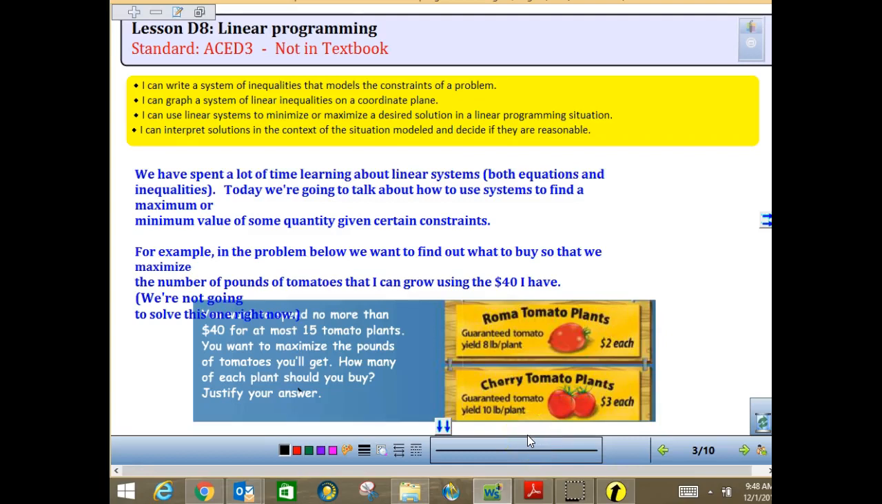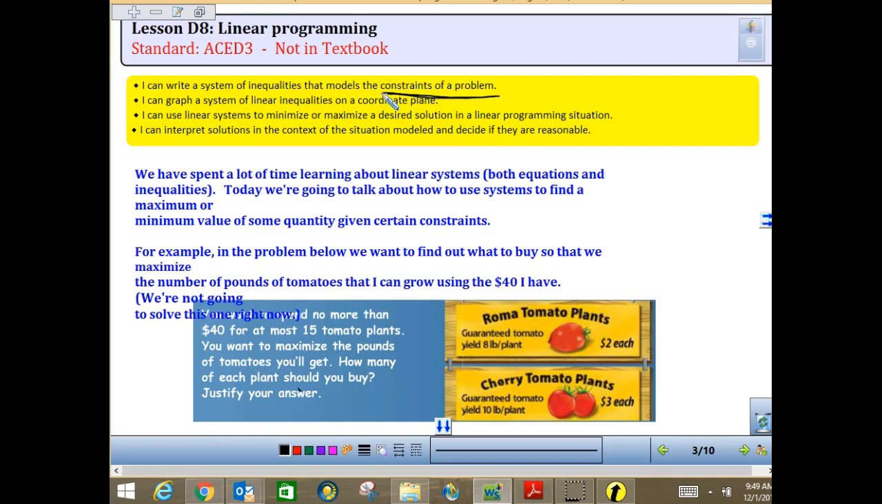This is new this year, it's not in our textbook. And the standards are that I can write a system of inequalities. That's what we did today, right? Writing a system of inequalities. But we're going to have some constraints on our problems, right? So the key thing is we're going to look at constraints.